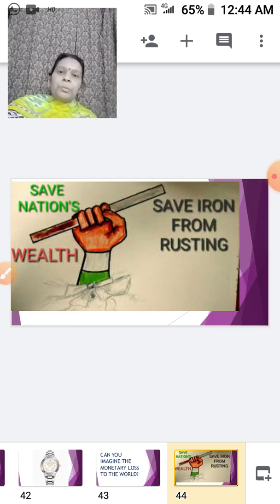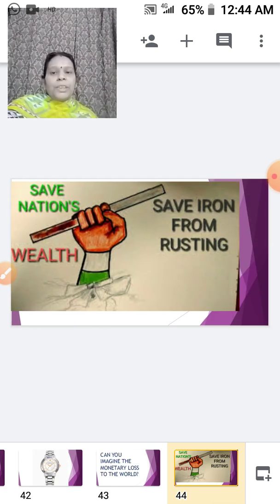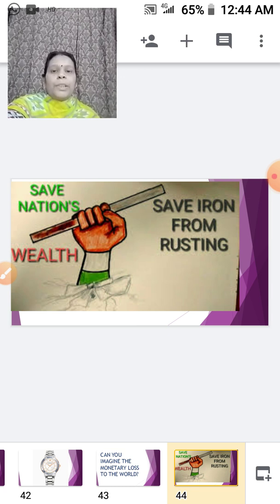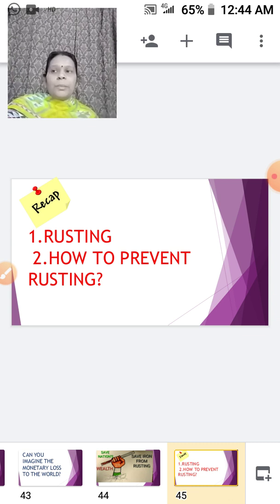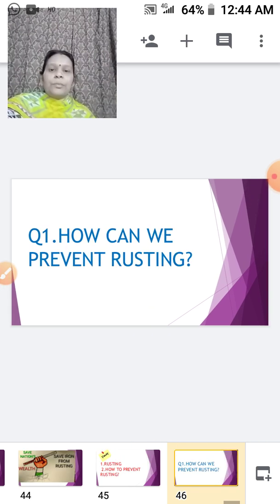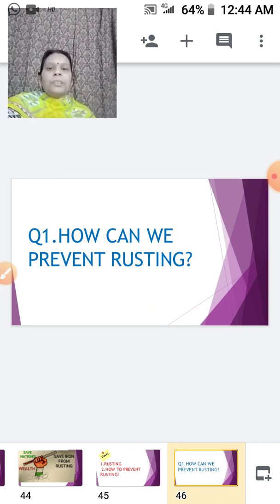So yes, it should be our pledge now to save the nation's wealth. So, save iron from getting rusted. So, the recap of the entire session: first we talked about rusting, then we talked about the prevention of rusting. So, a question for you, how can we prevent rusting?